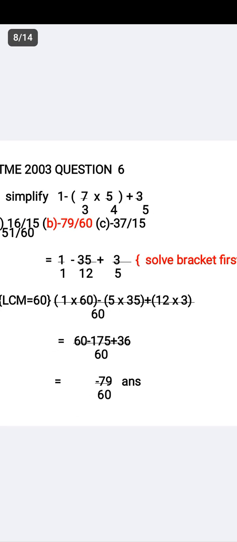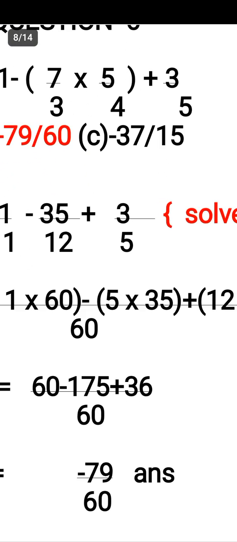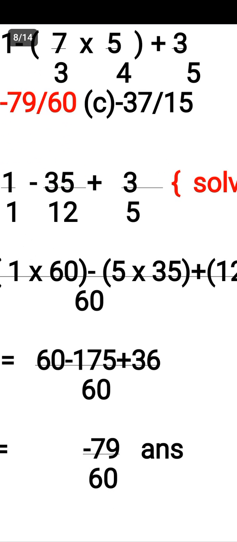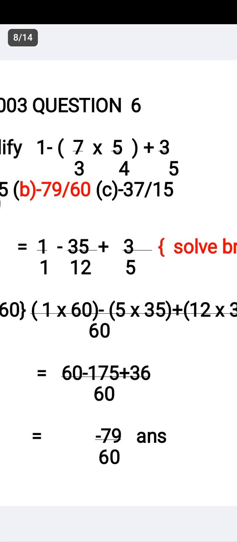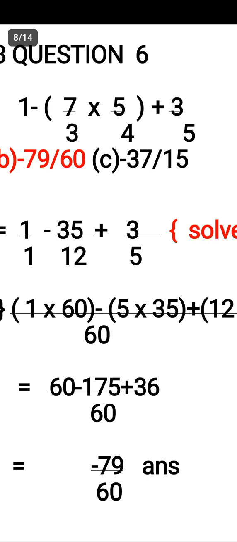And automatically we have 60 minus 175 plus 36 over 60. By the time we do this operation, 60 minus 175 plus 36, we have minus 79 over 60, and that is the solution.